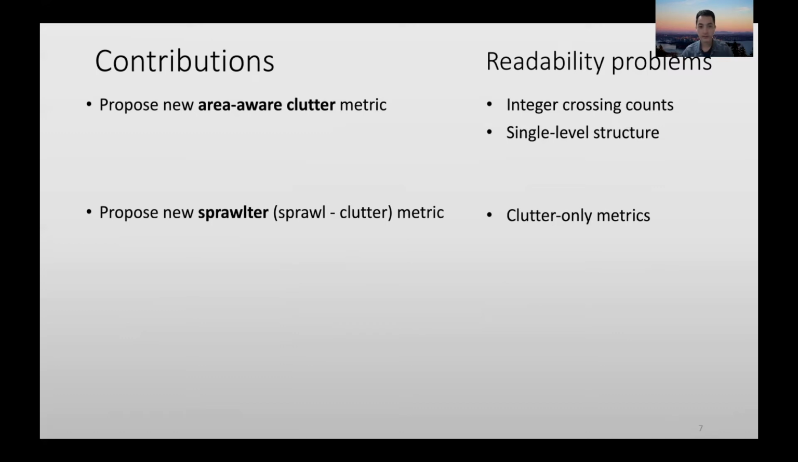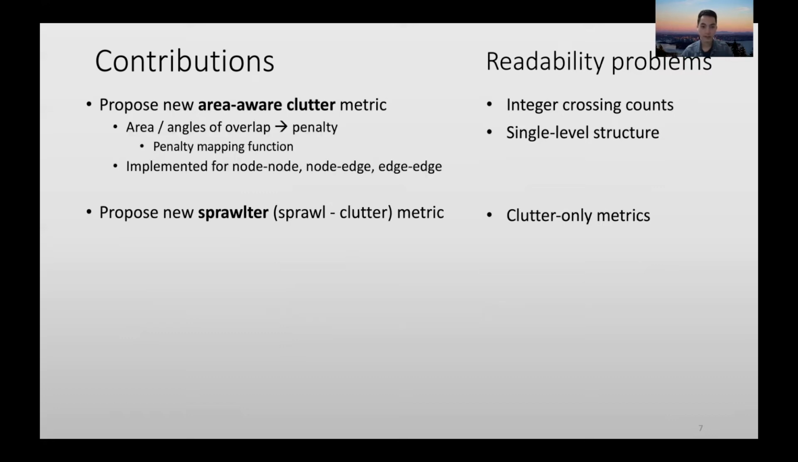So first, a new area-aware clutter metric to address the first two problems. This metric measures the area or angles of an overlap and maps it to a penalty score with a penalty mapping function. We implement these metrics for node-node, node-edge, and edge crossings. The second metric is the Sprawlter metric. Sprawlter is a term combining sprawl and clutter. It will address the third problem, the clutter-only problem. The Sprawlter trades off sprawl and area-aware clutter with a geometric mean.